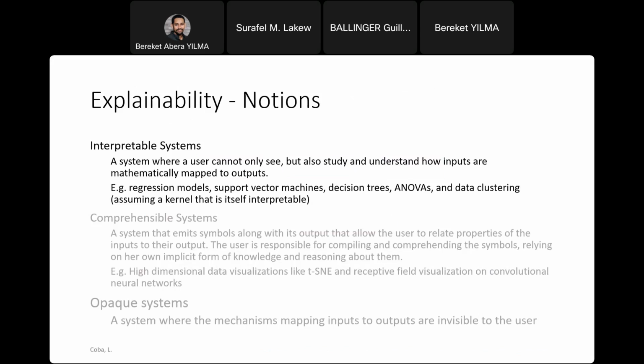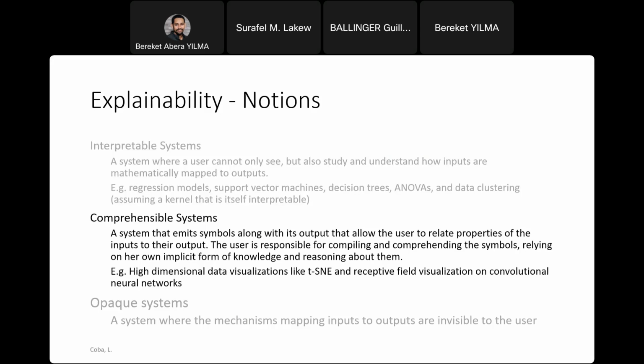Let me first go through three of the notions of explanations. We divide them into interpretable systems, comprehensible systems, and opaque systems. An interpretable system is one where we can understand the inputs and mathematically map the input to the output, and it's pretty easy to understand for everybody. Here we can put things such as regressions or support vector machines. Then we have comprehensible systems, which are a bit more complex. There is still an understanding, but the model emits signals and requires the user to be a domain expert in order to understand what the model is doing.